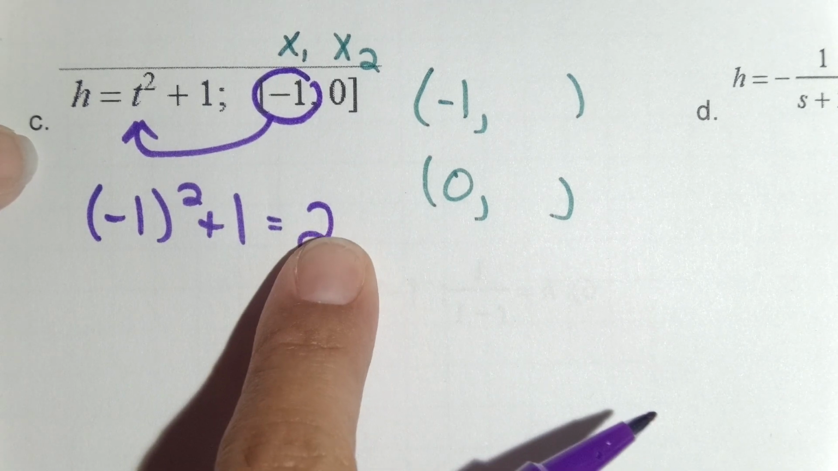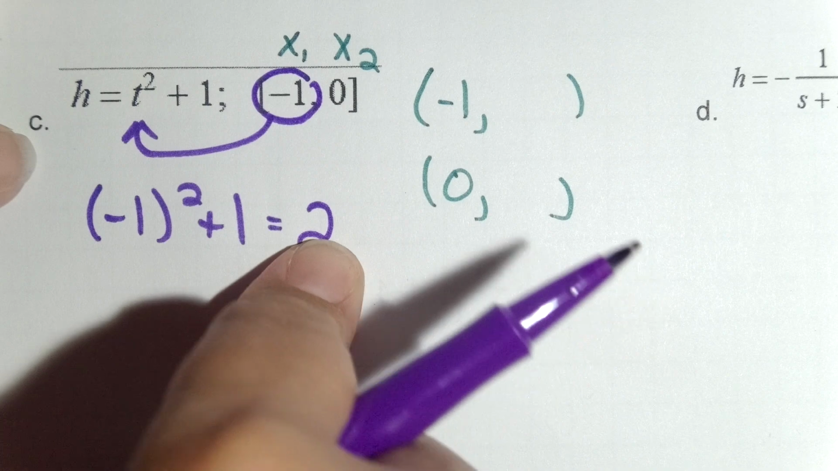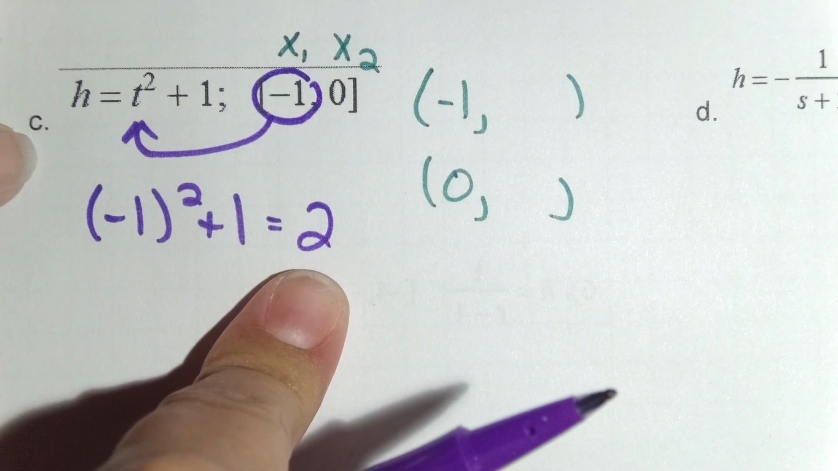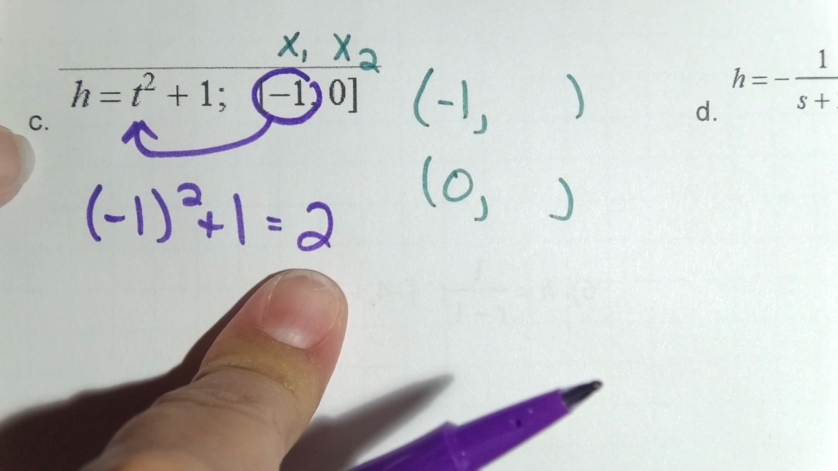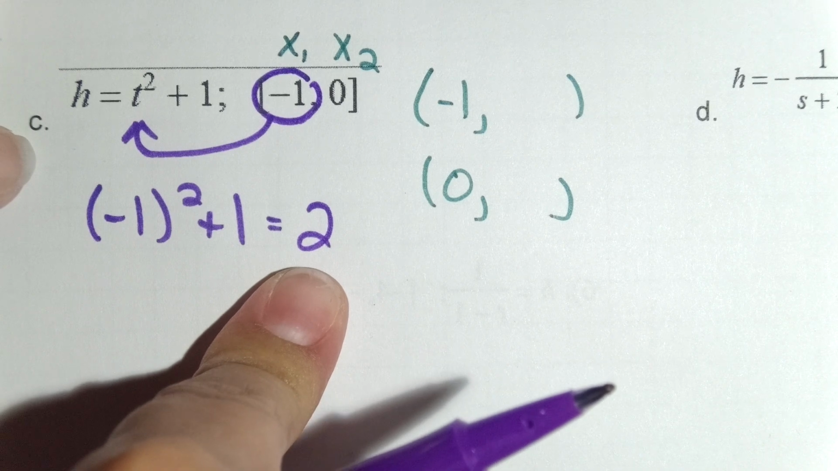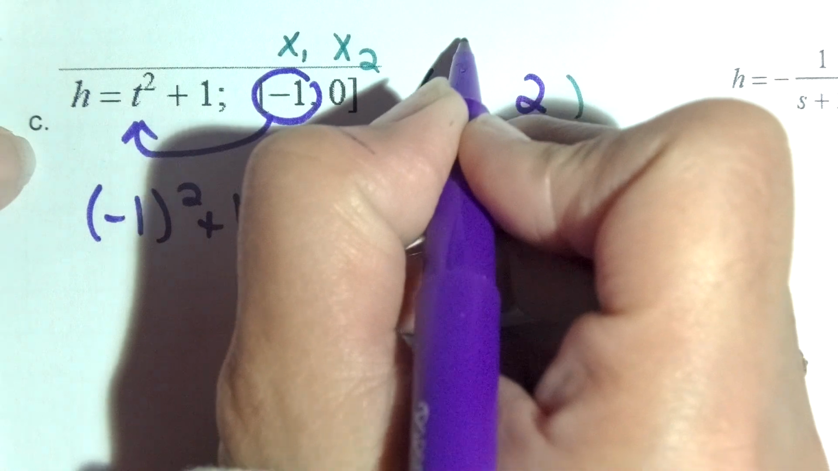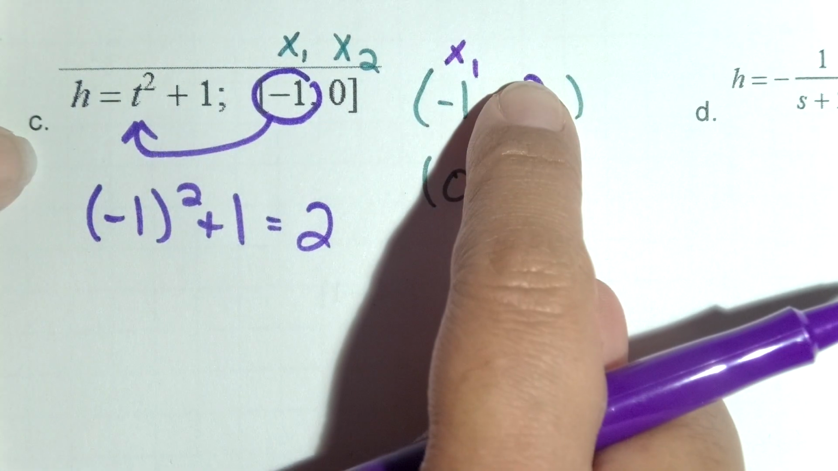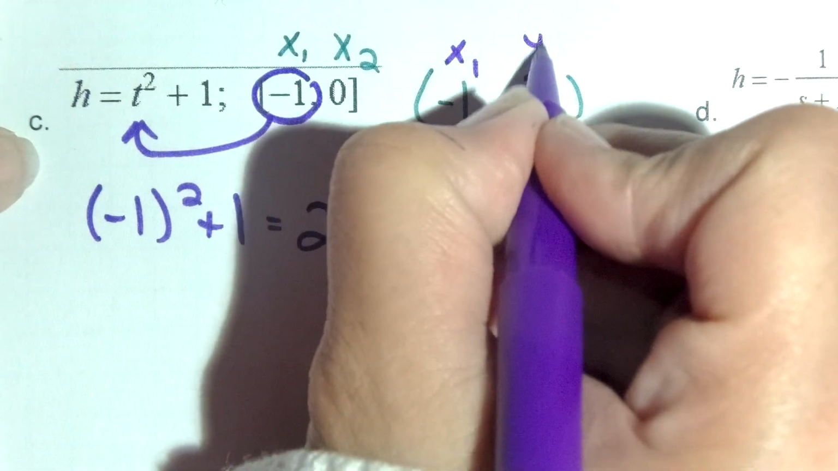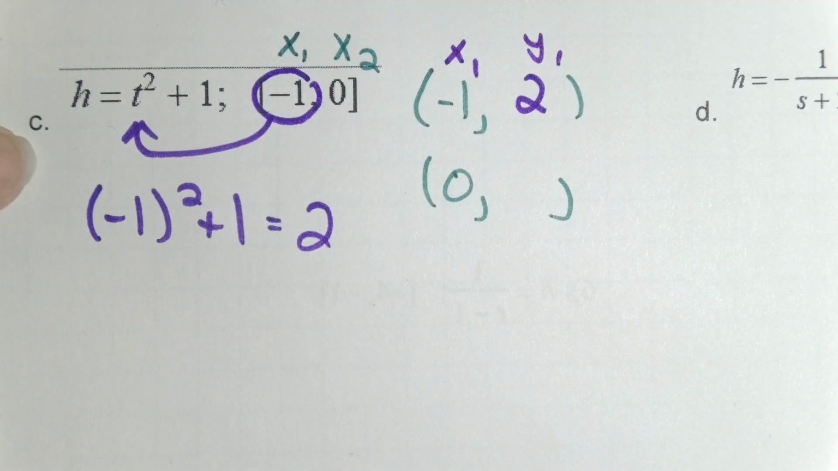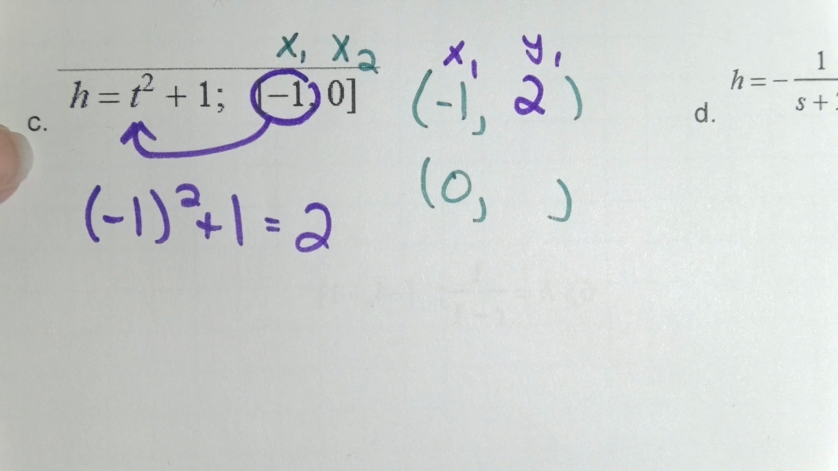So what will this then be? What part of my coordinate will this be? So -1 goes with 2, so I have to put it here. So if this is x1, what's this going to be here? y1. Questions?